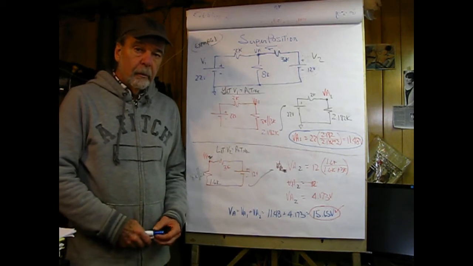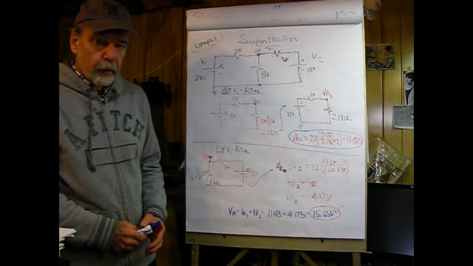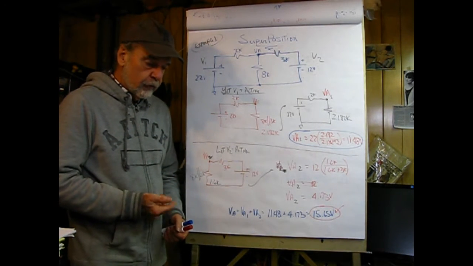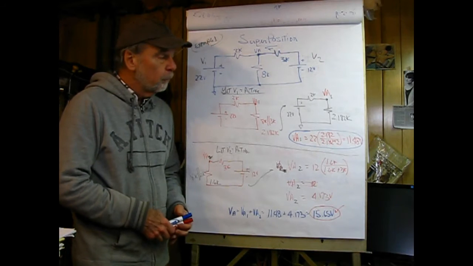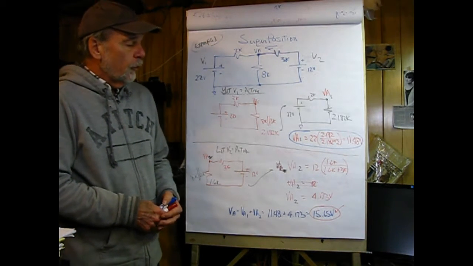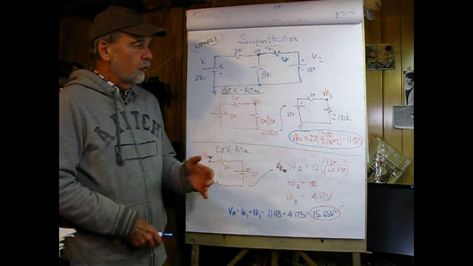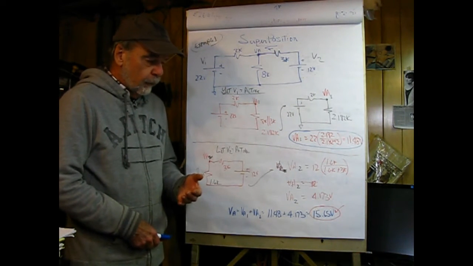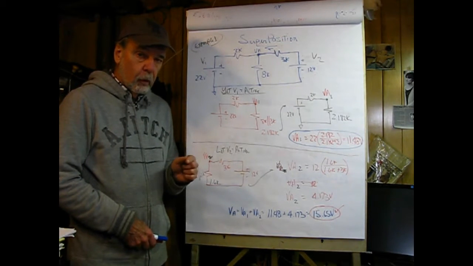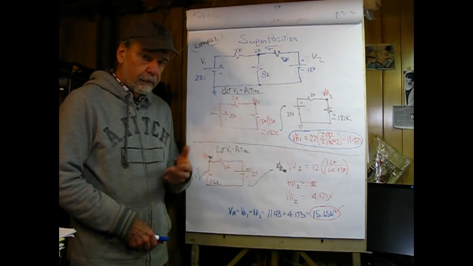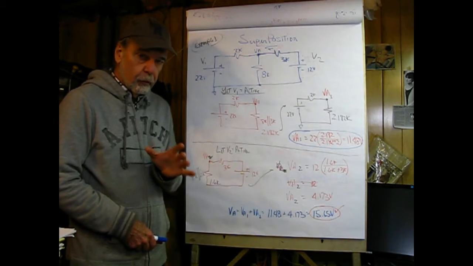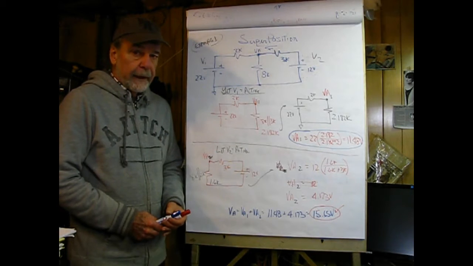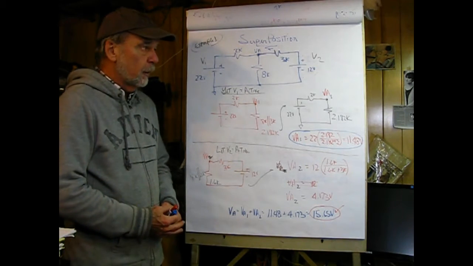Hi, my name is Jim, and the analysis method we're going to talk about right now is called superposition, and the problems we're going to be using are the same that we used for mesh and nodal. In superposition, what's very important is to replace the respective source by its internal impedance. For a voltage source, that's going to be 0 ohms, and for a current source, that's going to be infinite ohms, open circuit. So you absolutely have to know that when you're using superposition to solve problems.